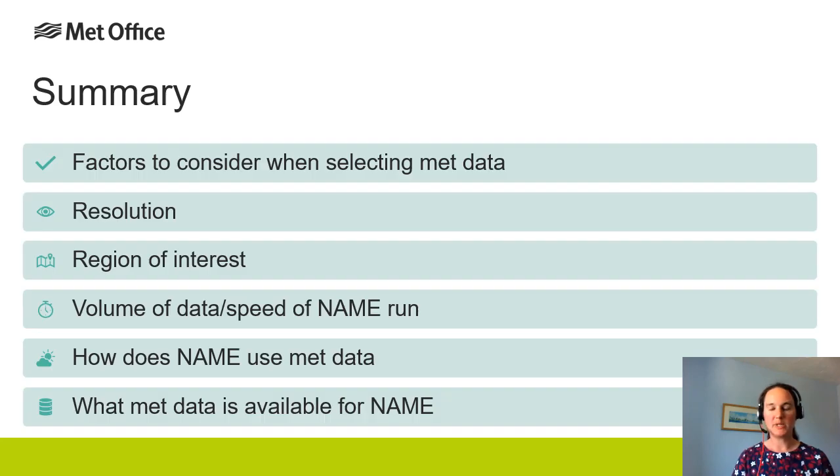So that's been a little bit of a whistle-stop tour of metadata. There's a lot to look through and a lot to learn, and I'd really recommend that you take some time to look at both the user guide for NWP and the NAME user guide to see what you can do with metadata. Hopefully we've briefly touched on the resolution of the metadata, the region of interest you might want, how that might affect the volume of data and the speed of the NAME run, how NAME uses the metadata, and of course what metadata is available for NAME.